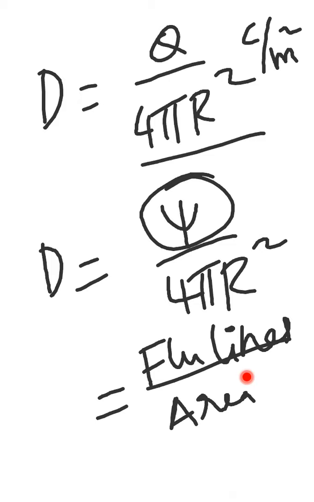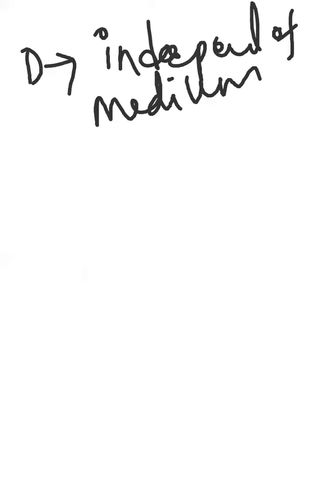One more thing, please note down. This psi is independent of medium. Here they will introduce one more term called medium properties, epsilon. The flux density D is independent of medium. What is the meaning of that? Please note down clearly, D is independent of medium properties.